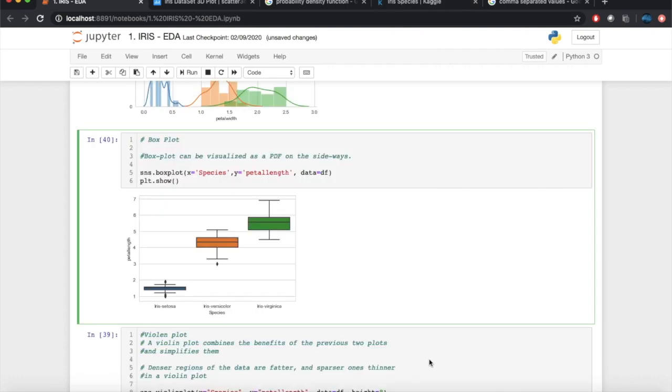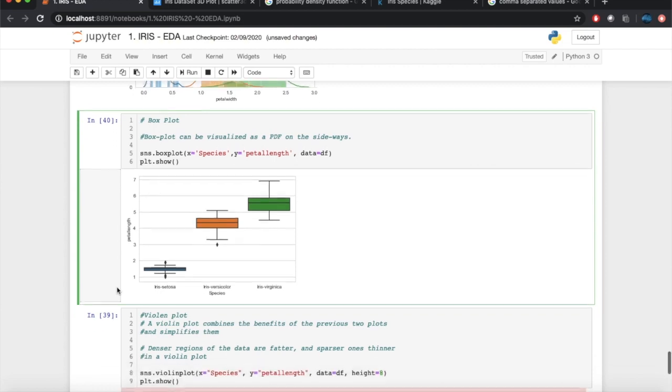Next, a very interesting plot is the box plot. Using a box plot, we can get to know the mean value, the minimum value, and the maximum value, as shown below. Using Seaborn, we can plot the box plot like this: sns.boxplot. On the basis of our species, we are plotting petal length, our data is df, and plt.show.